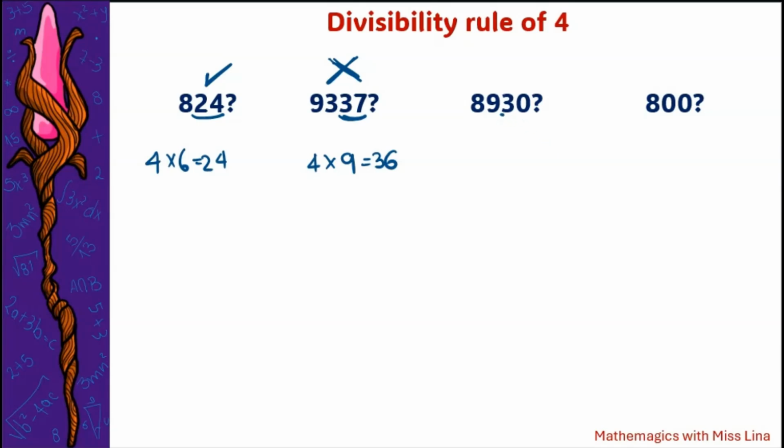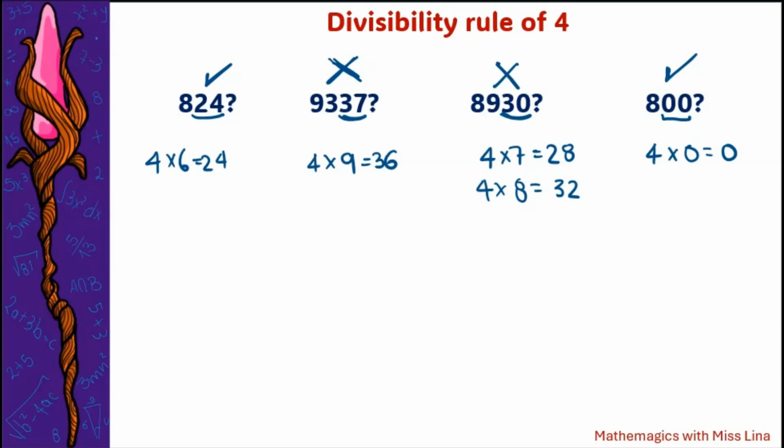Okay, so let's take the 30. So we have 4 times 7 is 28, and 4 times 8 is 32. So no, the 30 is not in the table of 4. And finally, 0, 0. Well, it's like saying that 4 times 0 is 0. So yes, it is in the table of 4. So it is divisible by 4.